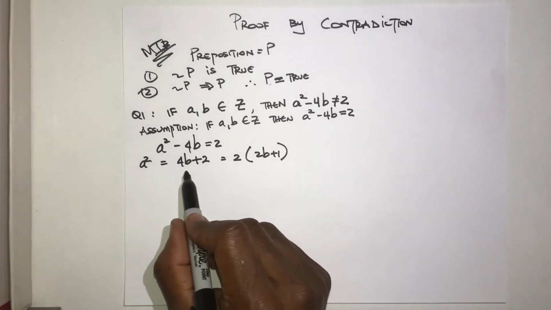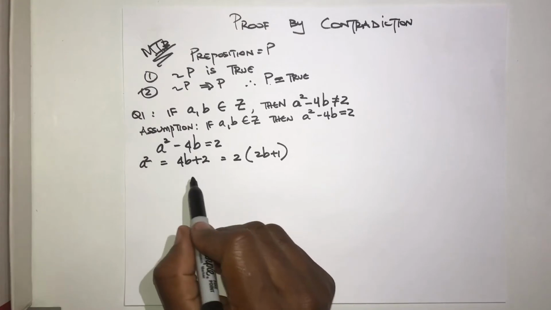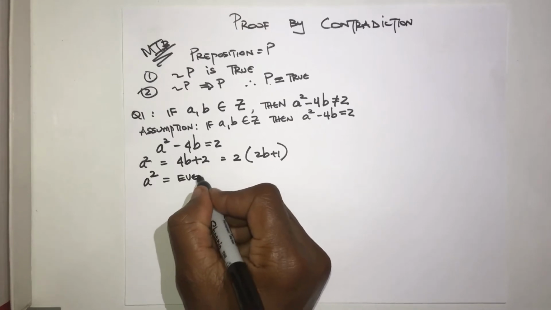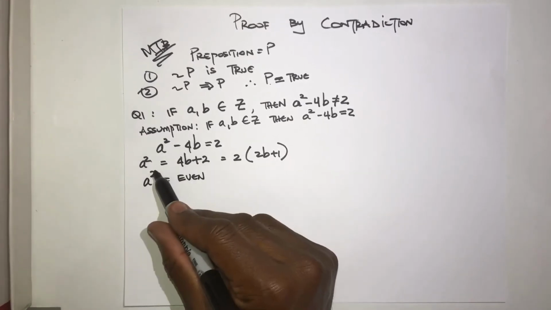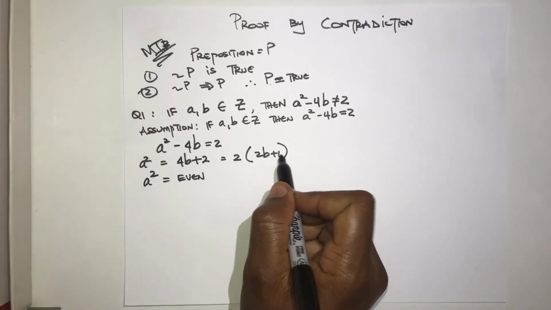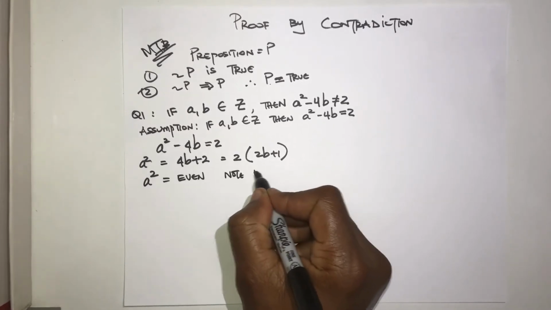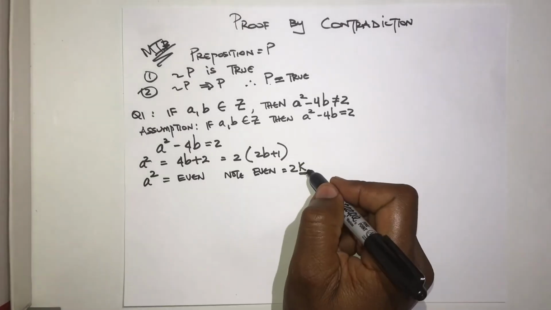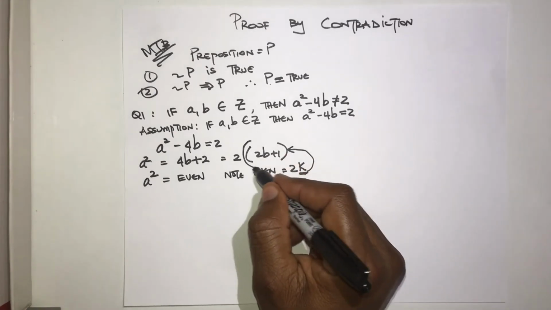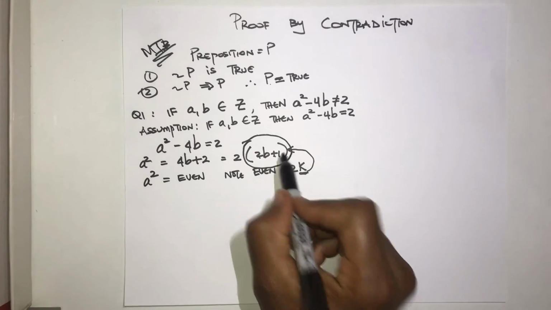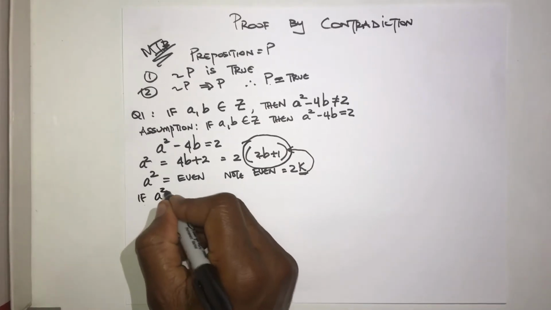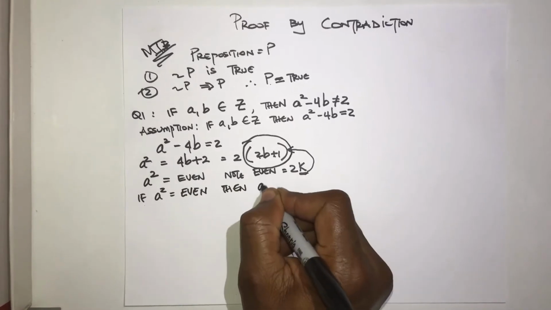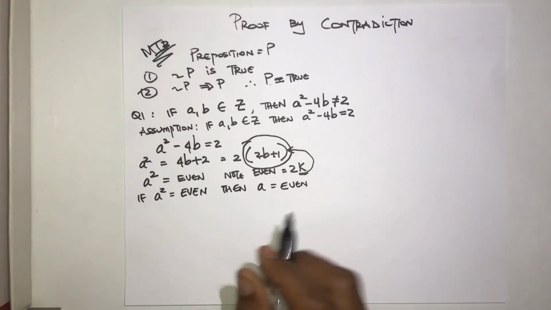Upon factorizing this equation here, A squared is actually even, right? Because A squared is equal to 2 times an integer, which is 2B plus 1. Remember that even numbers are of the form 2 times k, where k is an integer. In this case, k would have been represented by this here, 2B plus 1. Now, if A squared is even, then A is also even, right?